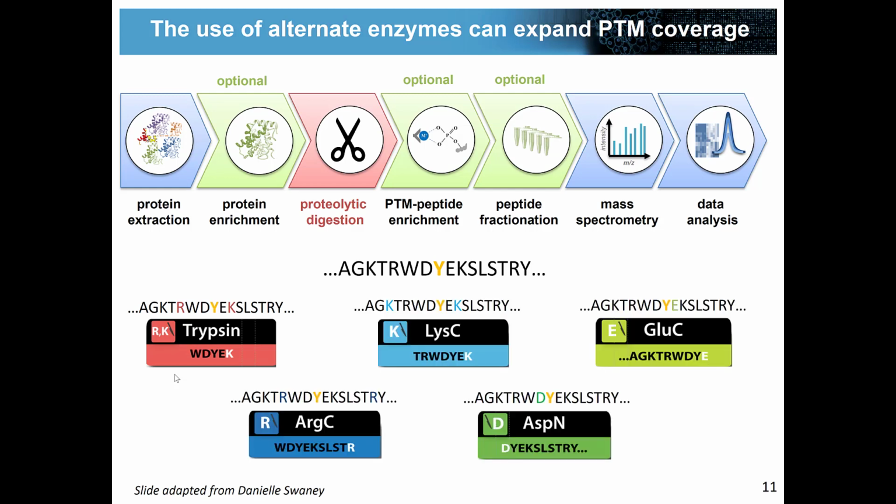However, if you work with other proteases like Lys-C, you would generate such a peptide here, with Glu-C an even larger peptide, Arg-C, Asp-N. So you can try to find alternative peptides in order to increase the sequence coverage of your protein, and to find maybe better suited peptides for specific sites where you are interested in, or where you expect PTMs to occur.